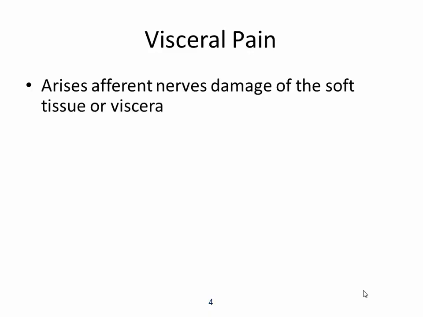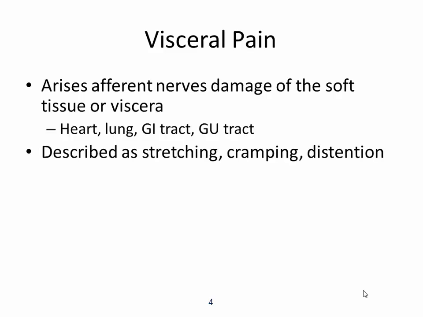Visceral pain arises from afferent nerve damage of the soft tissue or viscera. So we're thinking about damage or injury around different types of organs. So the heart, the lung, the gastrointestinal tract, or the GU tract. And if the patient can describe it, they'll describe it as stretching, cramping, or distension type pain.